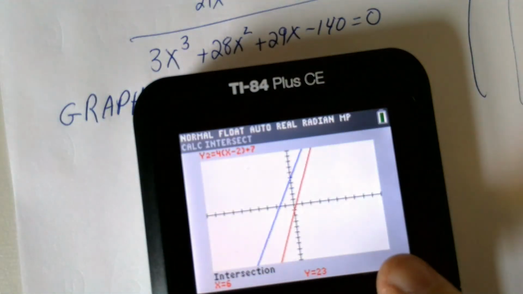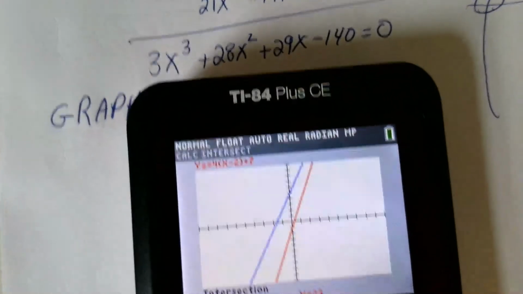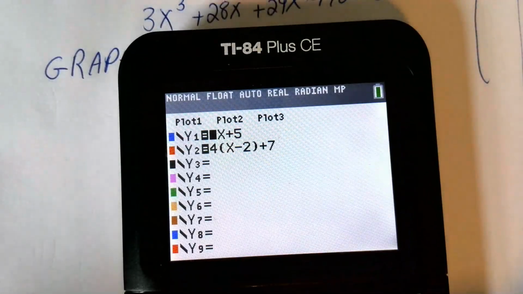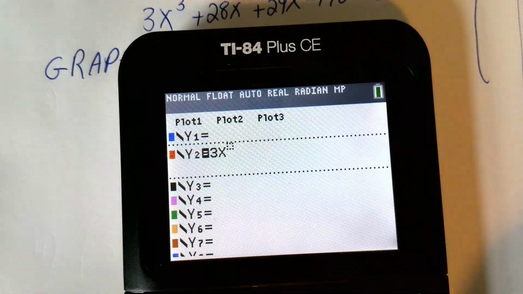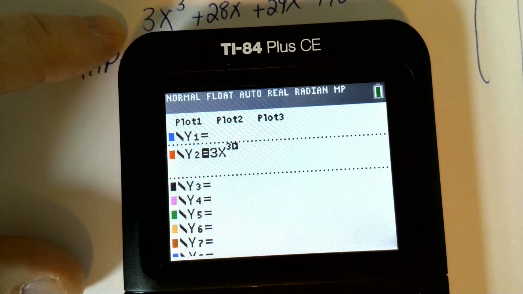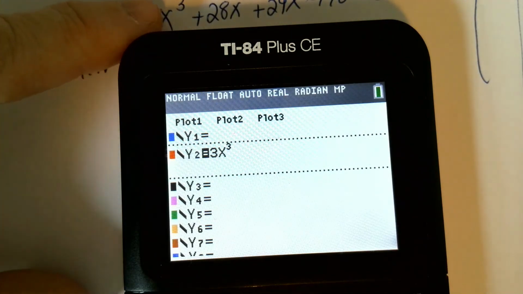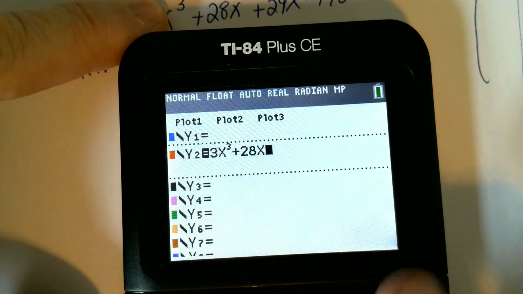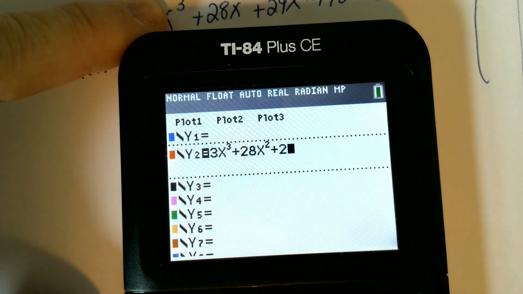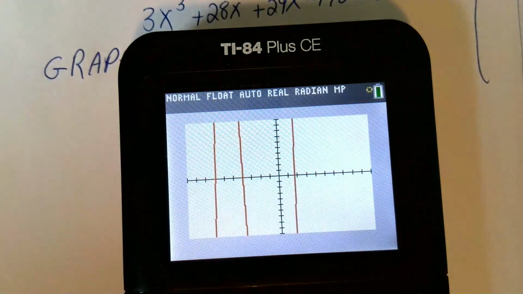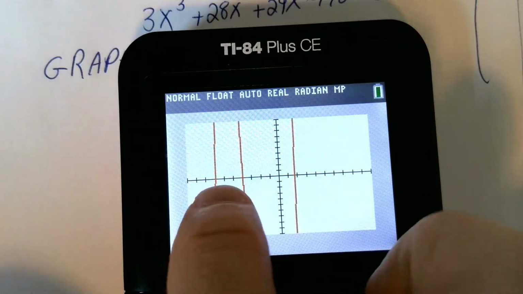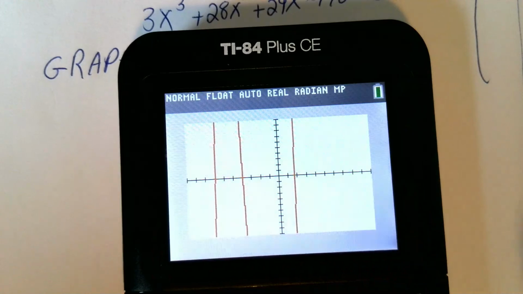Here we go. Turn it on. Zoom in on that, make it clear. Go to my y equals, clear. 3x to the third. That's the little caret key above the division symbol. Hoping you know where that is. Plus 28x squared plus 29x minus 140, and zoom 6. Oh, look at that. It almost looks like 3 vertical lines, but it does cross the 3 places that I said it might cross.